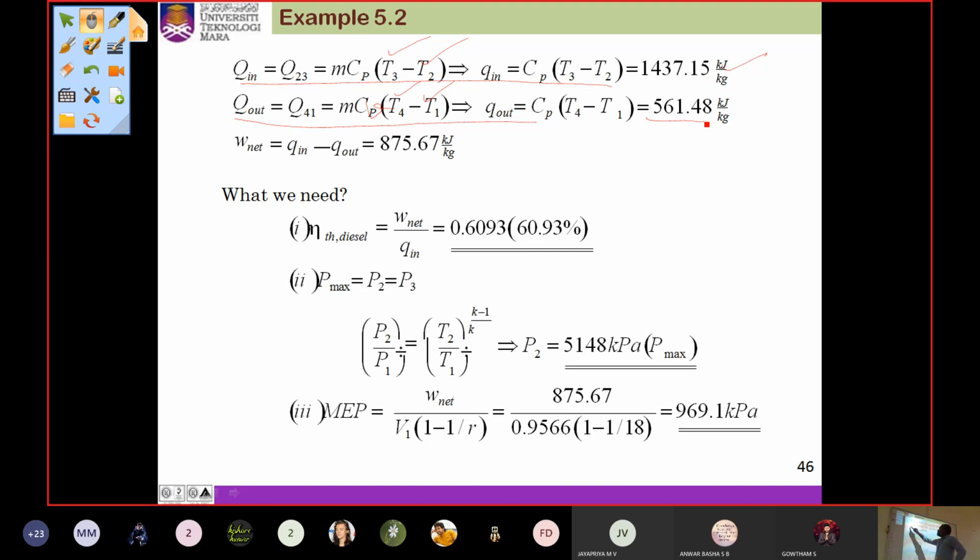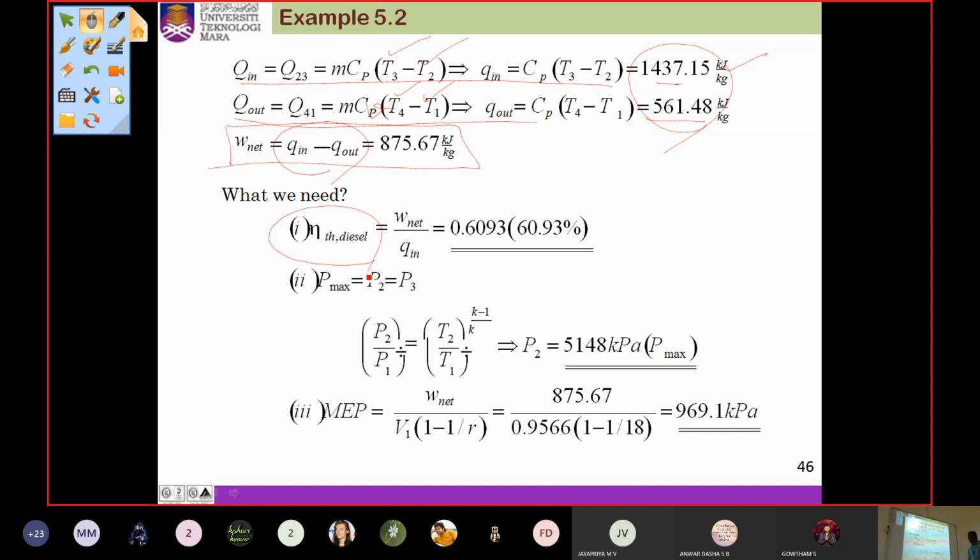Then if you substitute, you can get the work output. Its net work done with the system can be calculated by Q_in minus Q_out. So if you subtract these two values, you can get the W net. So again, finally we want to find the thermal efficiency of the diesel cycle.